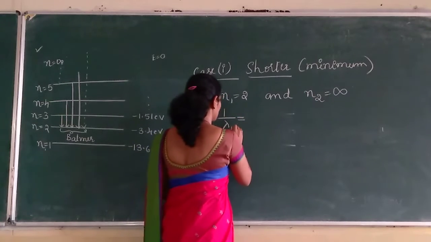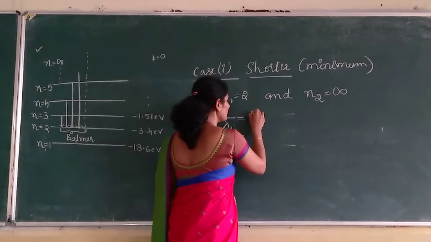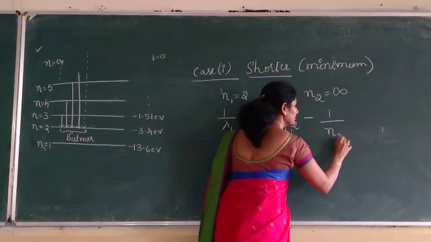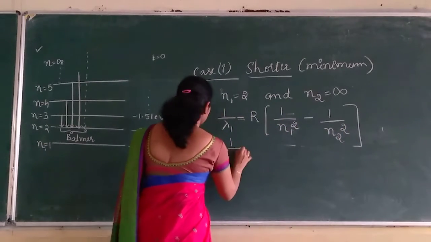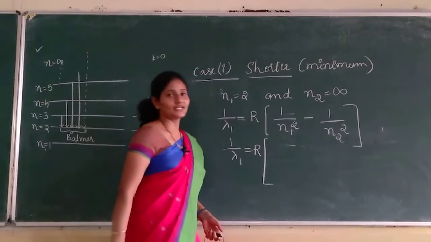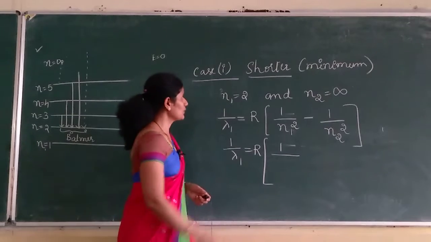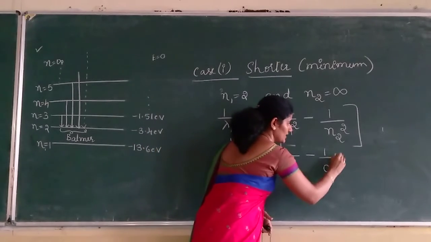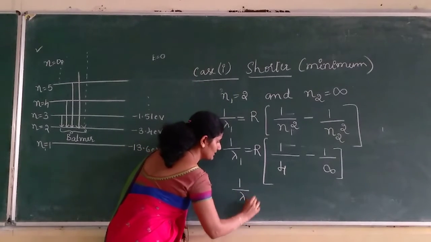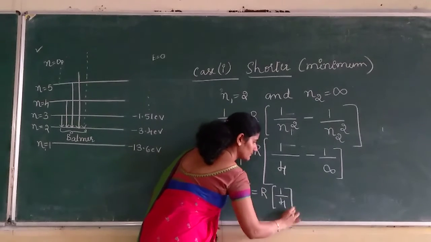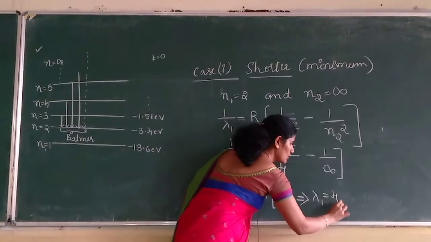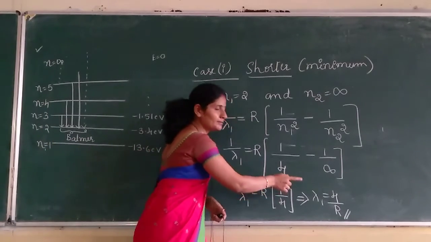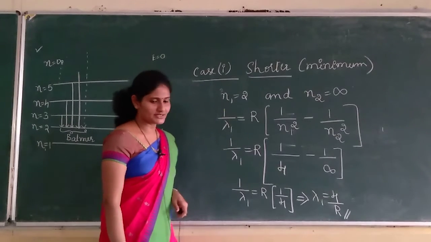1 by lambda, I denote it as lambda 1. 1 by lambda 1 is equal to R into 1 by n1 square minus 1 by n2 square. So 1 by lambda 1 is equal to R into 1 by 2 square, which is 4, minus 1 by infinity, which is equal to 0. 1 by lambda 1 is equal to R into 1 by 4. Therefore, lambda 1 is equal to 4 by R. This is the expression for minimum value of wavelength in case of Balmer series.